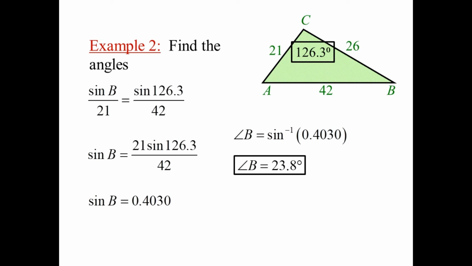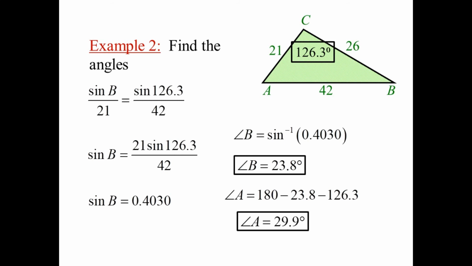Don't take my word for it. Actually do it. And we can finally get the third angle by saying angle A is 180 degrees with 2 bites taken out of it. 180 minus 23.8 minus that 126.3, and we have our angle A.